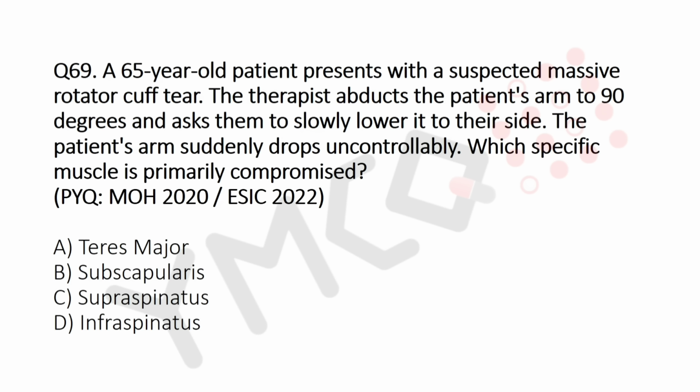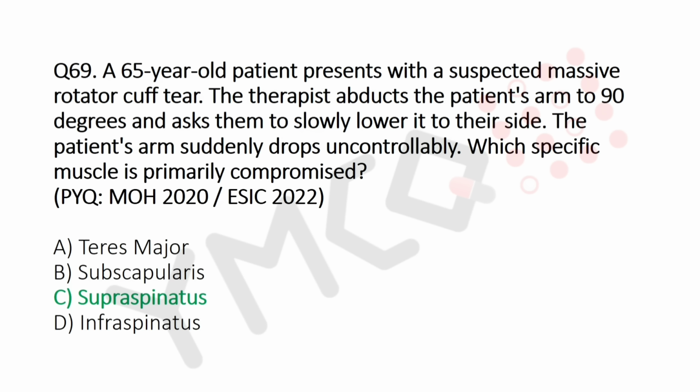Option A, teres major. Option B, subscapularis. Option C, supraspinatus. Option D, infraspinatus. And the answer is option C, supraspinatus. This is a positive drop arm test. The supraspinatus initiates abduction and most eccentrically controls the arm coming back down. If it is completely torn, the patient simply cannot hold the weight of their own arm against gravity.